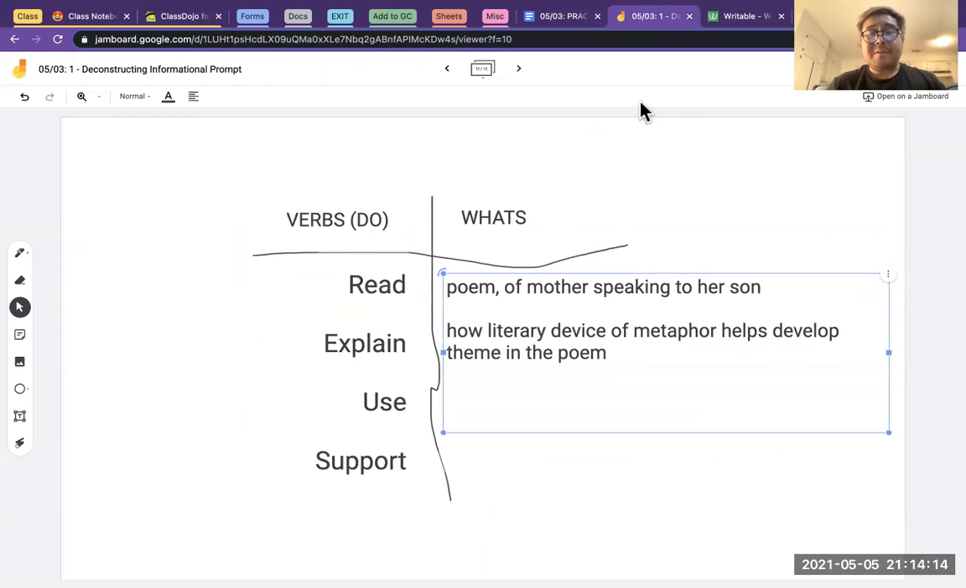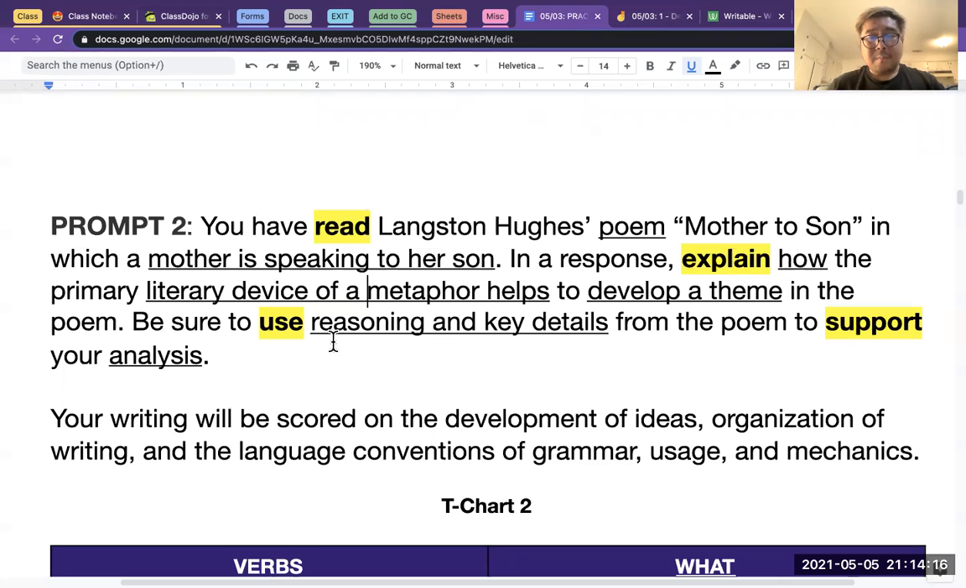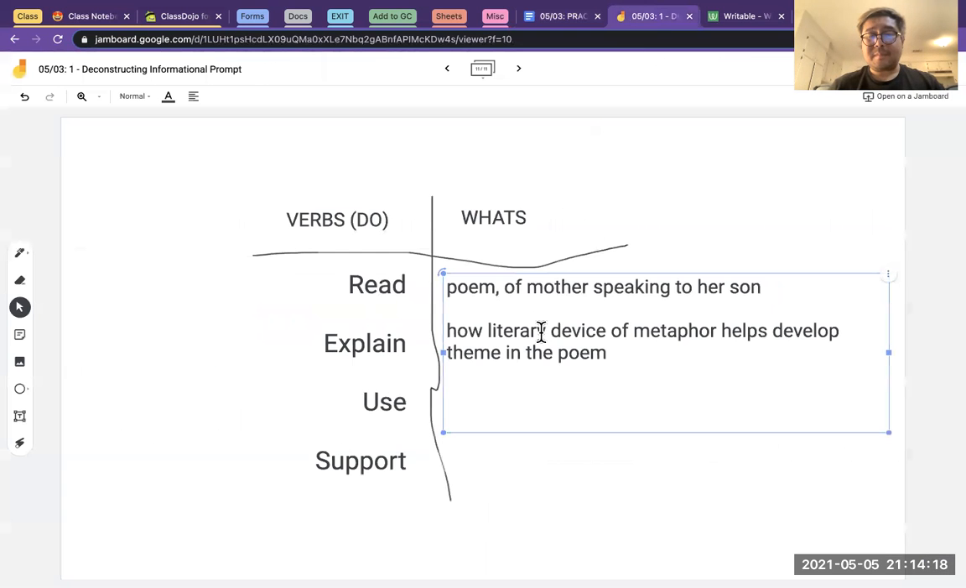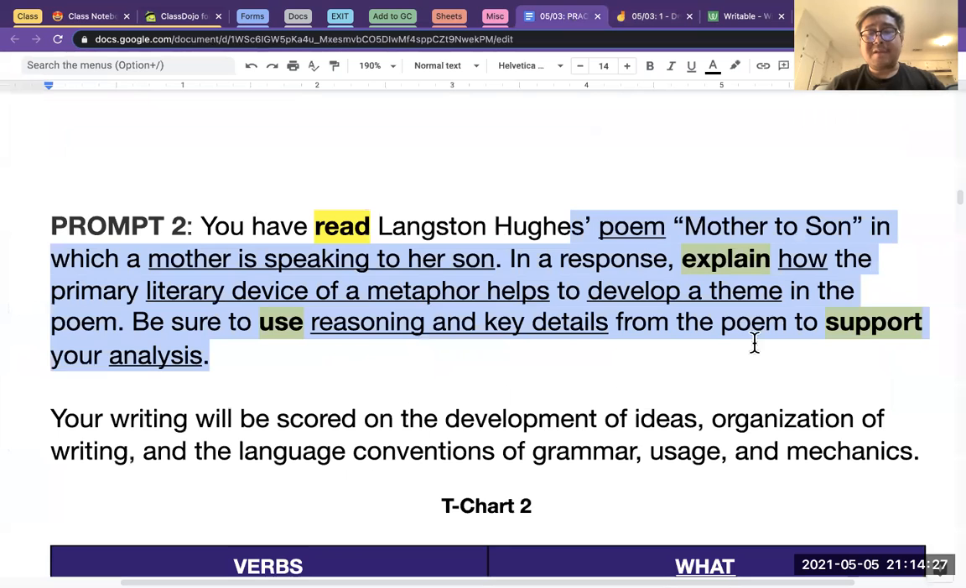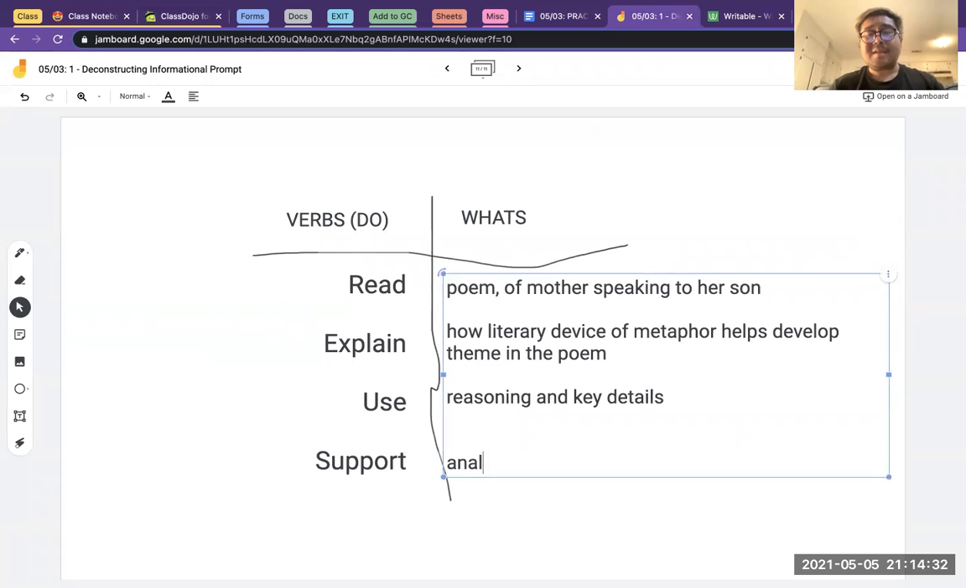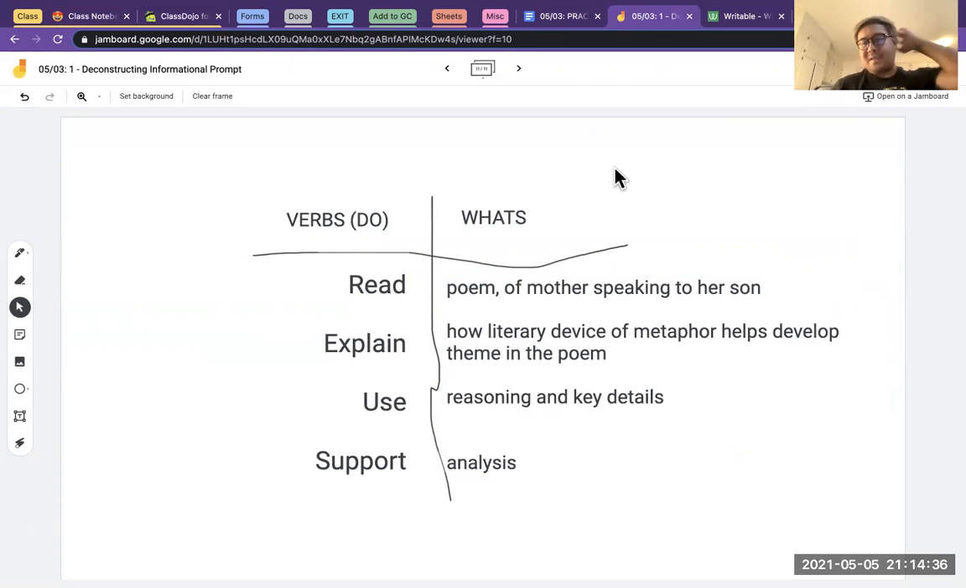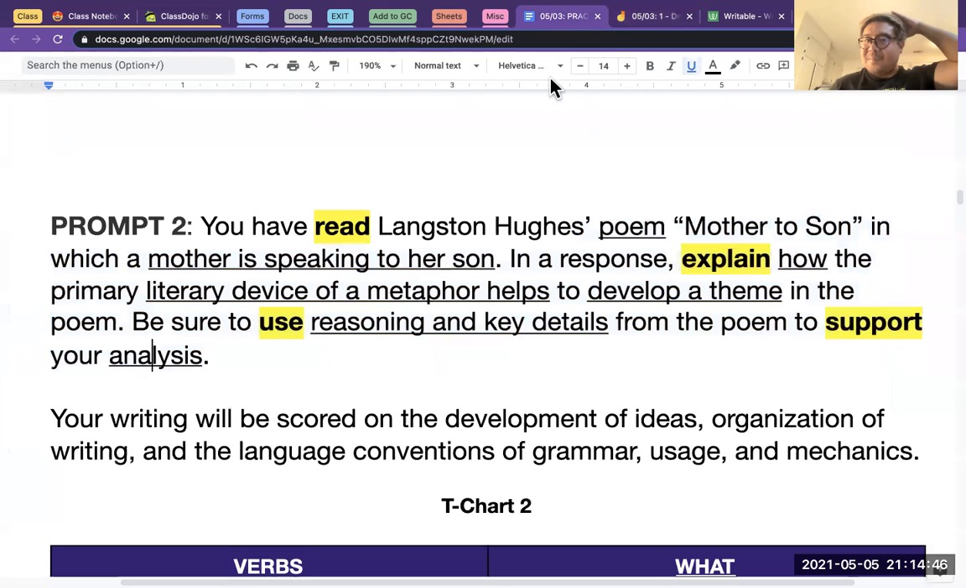What do I have to use? Reasoning and key details. And what do I have to support? My analysis. Again, the word analysis tells me this is an informational text. All right, so there's your T-chart. Very easy to make if you have memorized the steps and you have practiced it a few times.